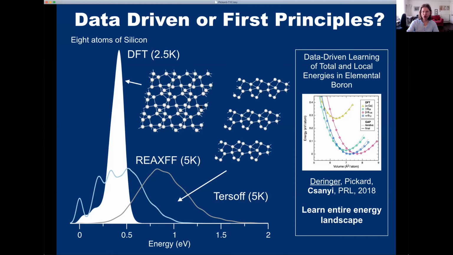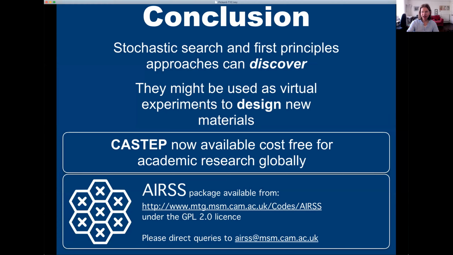So I just want to finish off now by reminding us that if you combine stochastic search with first principles density functional calculations, there's a chance to really discover new things that hadn't been previously suspected. And indeed, we might start to use this as a kind of virtual experiments. And that's actually how I've been using it. I've been playing and mixing and matching and seeing what I can uncover over the last 15 years or so.